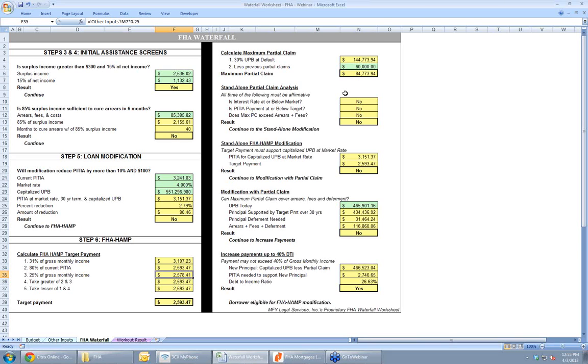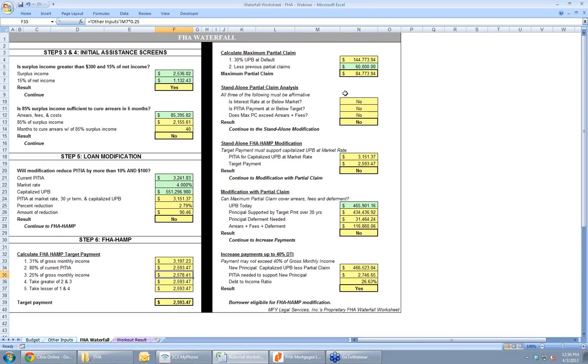So now let's look at the standalone FHA HAMP modification. This is exactly the same modification as we saw at step 5. It's a loan modification. You're recapitalizing at a market rate over 30 years. But now the question is whether or not this will get you to your target payment. So it's a different question. There's a different eligibility criterion here than we saw at step 5. So in this case, the answer is no. Their target payment is below the monthly payment under a standard modification.